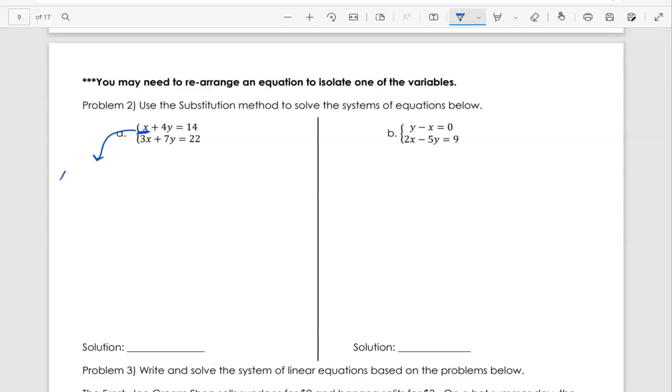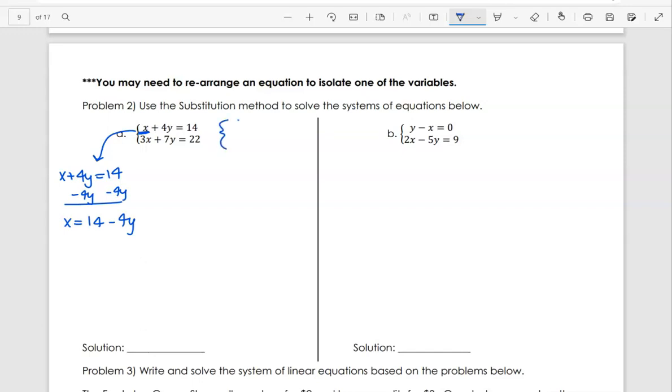So then I'm going to take this equation and get that x by itself. So I'm going to subtract the 4y over. And so now I have x equals 14 minus 4y. And now I've got the variable by itself. So now pretend that my system was x equals 14 minus 4y and 3x plus 7y equals 22. Guys, all we did was rearrange an equation, because now it's just like problem 1 that we did on the previous page.